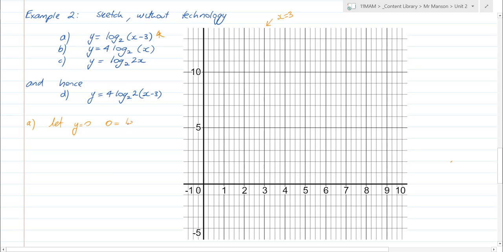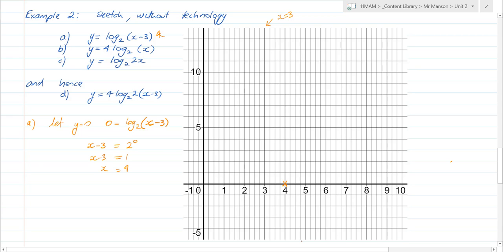I get 0 equals log base 2 of x minus 3. Here we go, it's going to be fiddly again. And 2 to the power of 0 equals x minus 3 tells me that x minus 3 equals what? What's 2 to the power of 0? 1. So I get 2 to the power of 0, which is 1. And if x minus 3 equals 1, x equals 4. And so I've got an x-intercept at 4 and an asymptote at 3. And my function looks like this.